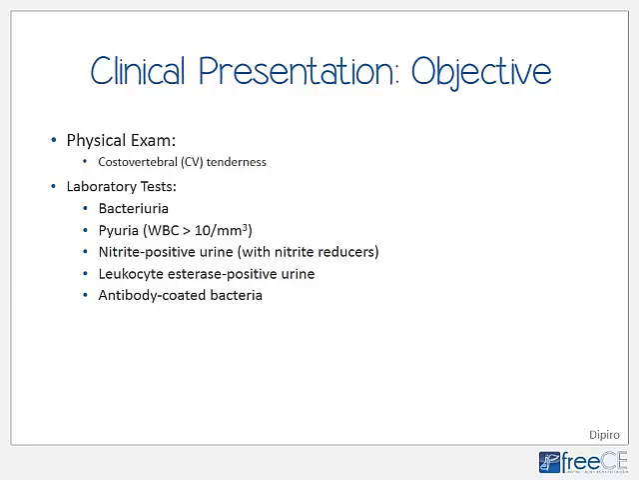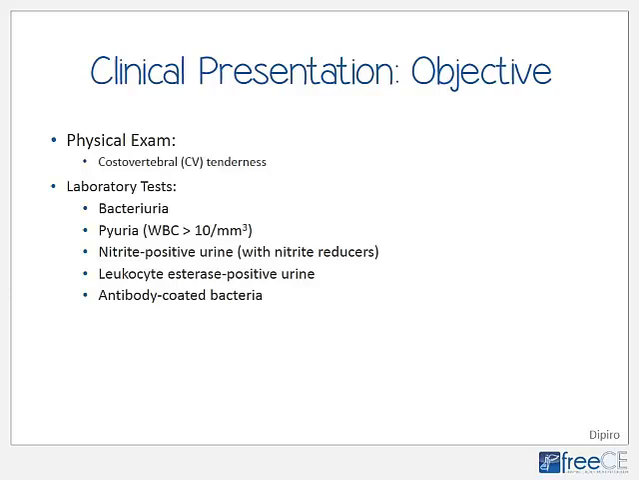So on our urinalysis, what we're looking for is bacteriuria. We're looking for pyuria, which is defined as a white blood cell count greater than 10 per millimeter cubed or 10 per high-powered field. We also can look for the urinalysis to show that it's nitrite positive. You can see this with nitrate reducers. If it's not positive, it is possible for things to cause it to be negative, so if it's not positive, it doesn't mean they don't have a urinary tract infection. They also would have leukocyte esterase positive, and you would see antibody-coated bacteria as well in the urinalysis.